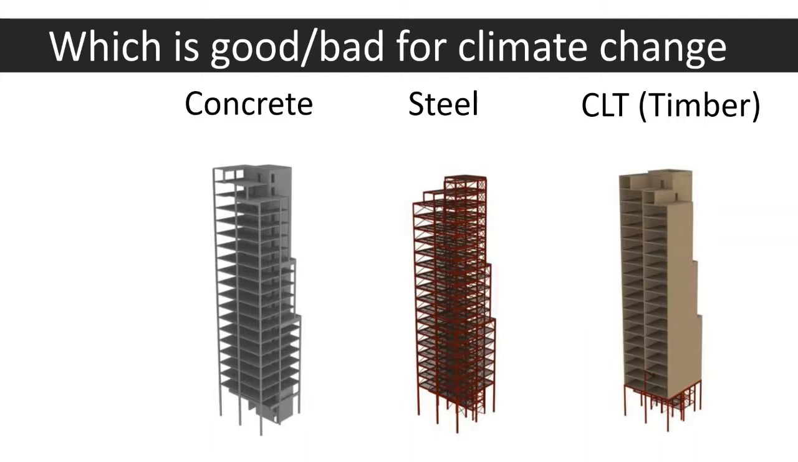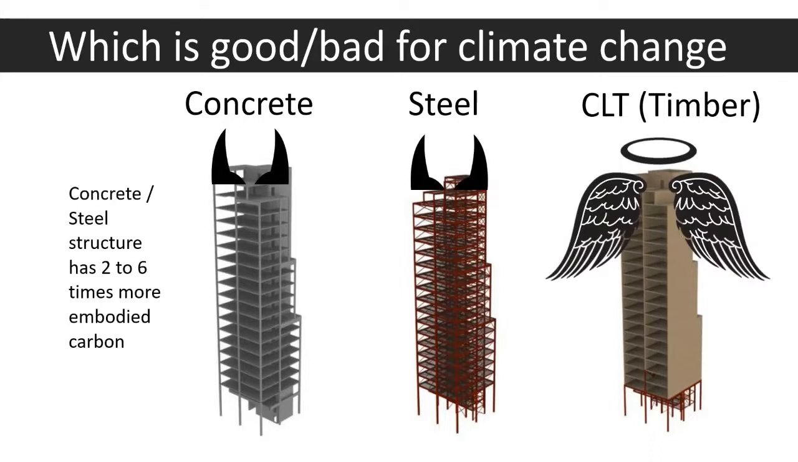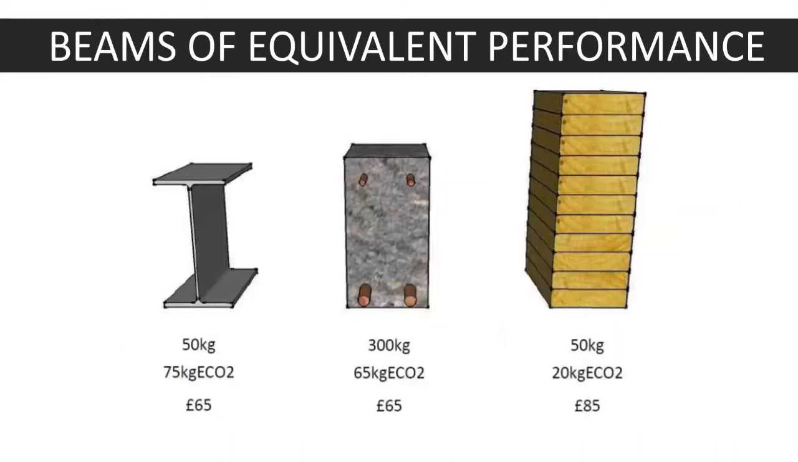So therefore, when we look at the structure of a building, we often find that a timber building has a much better embodied CO2 overall. Concrete and steel structures can have 2 to 6 times more embodied carbon than a CLT structure. And if you look at beams of equivalent performance, as you can see from the numbers below, a glulam beam would have a much better performance in terms of embodied CO2.